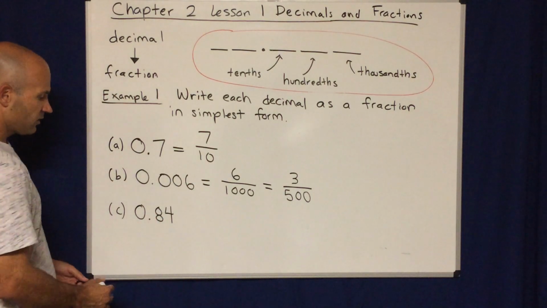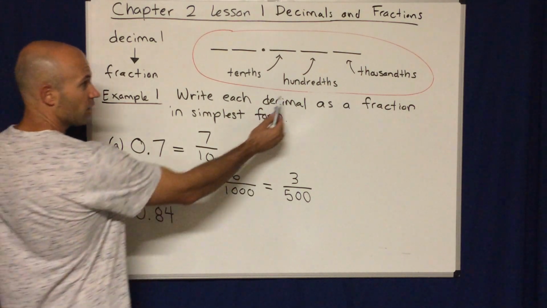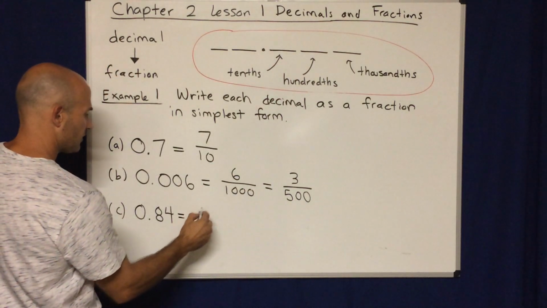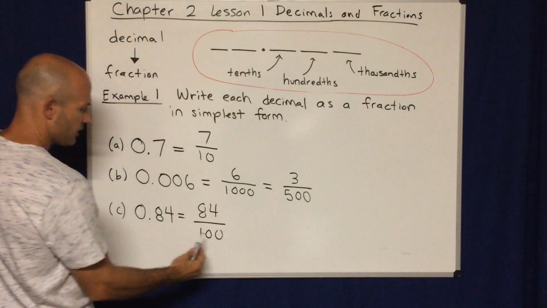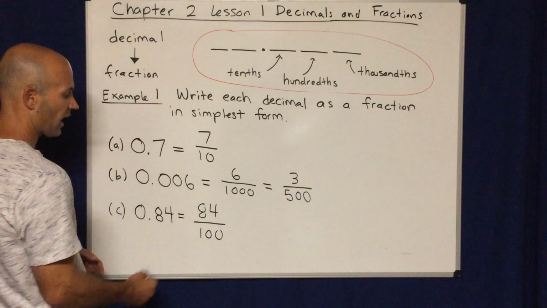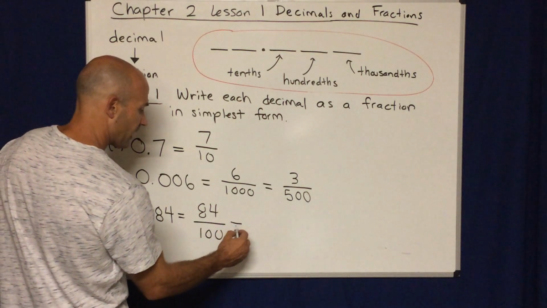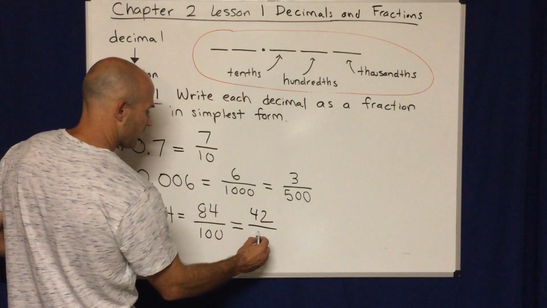All right, the last one, 0.84. That's 84 hundredths. I have an 8 and then a 4 in the hundredths position. So that's 84 over 100. Phase 1 is complete. I've written my decimal as a fraction. And now phase 2 is to reduce the fraction. Both the numbers have a factor of 2, so I'll divide out that 2. The numerator gets divided by 2, the denominator gets divided by 2.